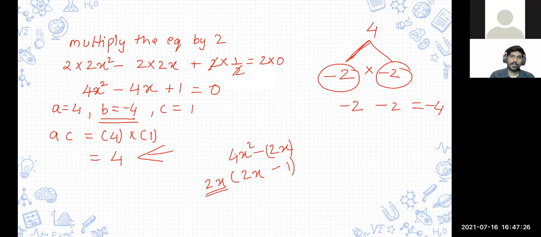In the next one, what will you take out? Next one is minus 2x plus 1. You see nothing is common. When it is such a thing, you take 1 common, but you need minus, so you take minus 1 common out. So you will have 2x minus 1 equal to 0.